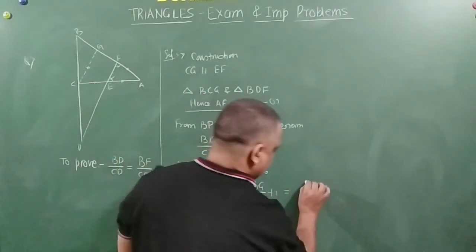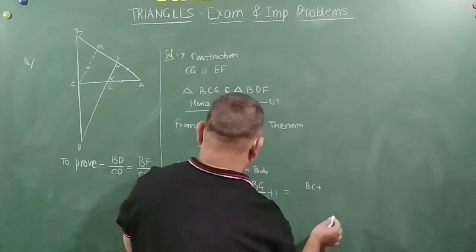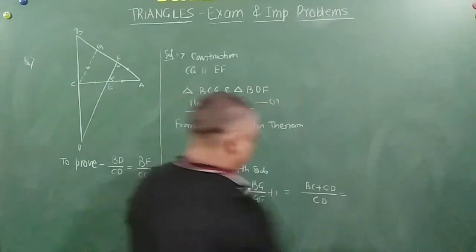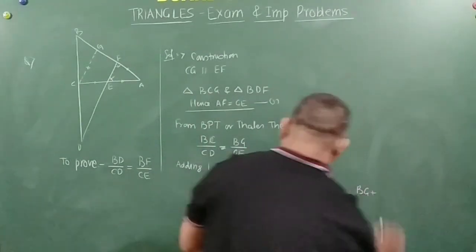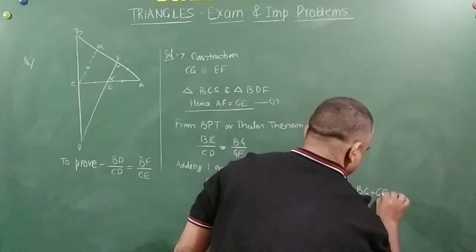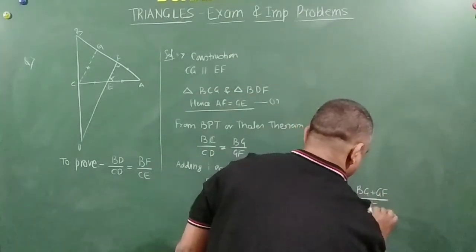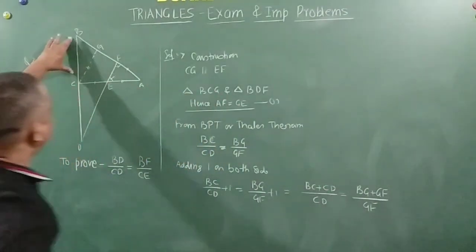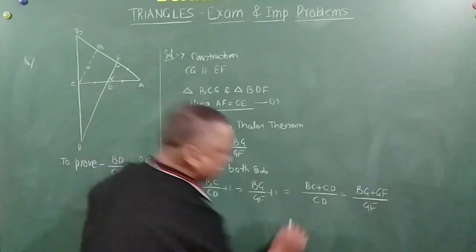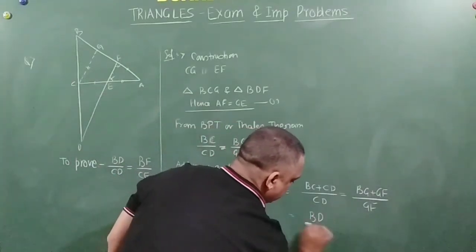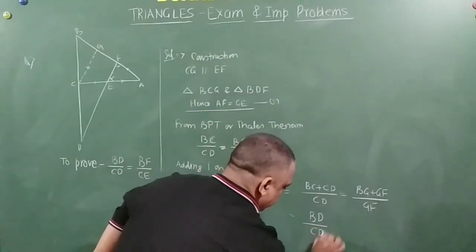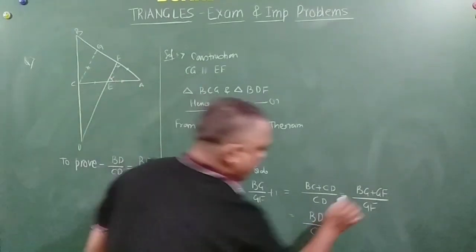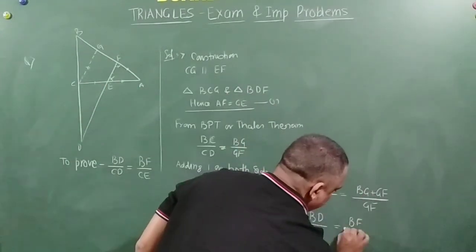So this becomes BC plus CD by CD is equal to BG plus GF divided by GF. Right, friends? I hope you are getting it. BC plus CD can be written as BD, so it is BD by CD. You are getting it? I am coming to this now. So now BF, this becomes BG plus GF, divided by GF.